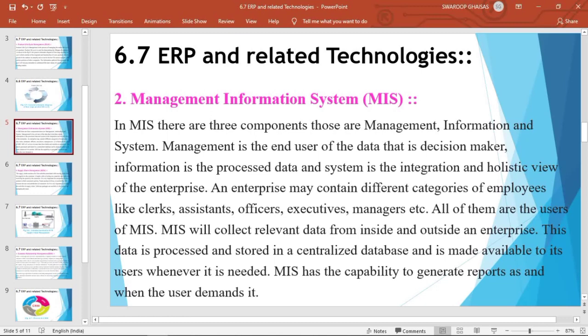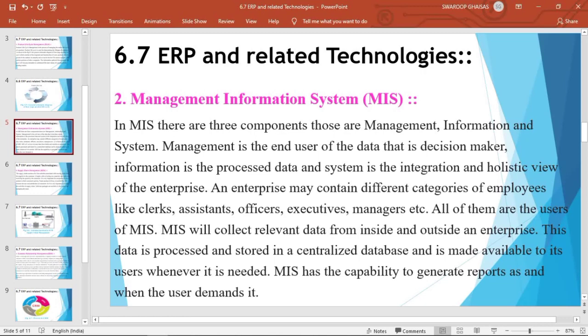So MIS consists of three components: management, information and system. Management is nothing but the end user, that is the decision maker. Information is processed data, and the system is the integration of the enterprise. An enterprise may consist of different categories of employees, like clerks, assistants, officers, managers, executives. All of them are users of the MIS, the management information system.